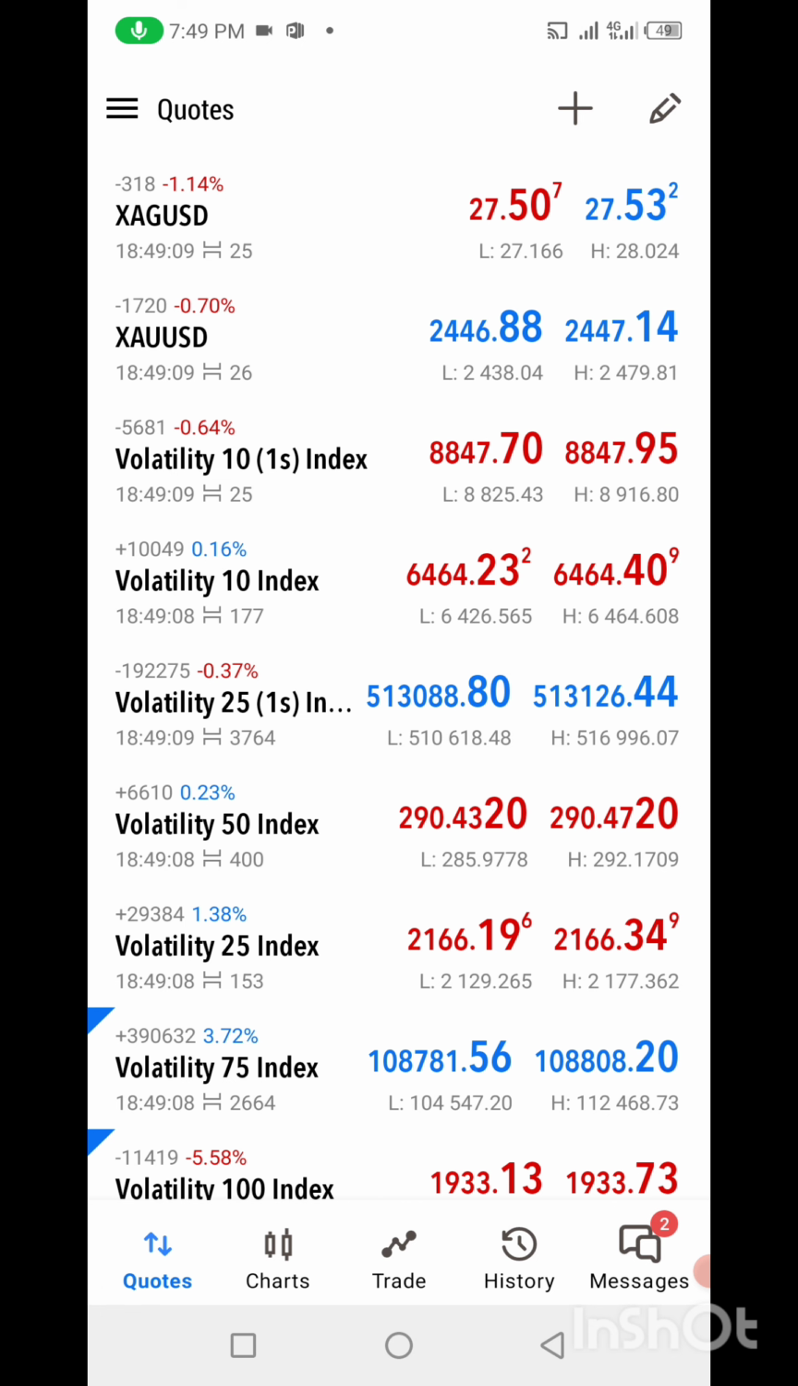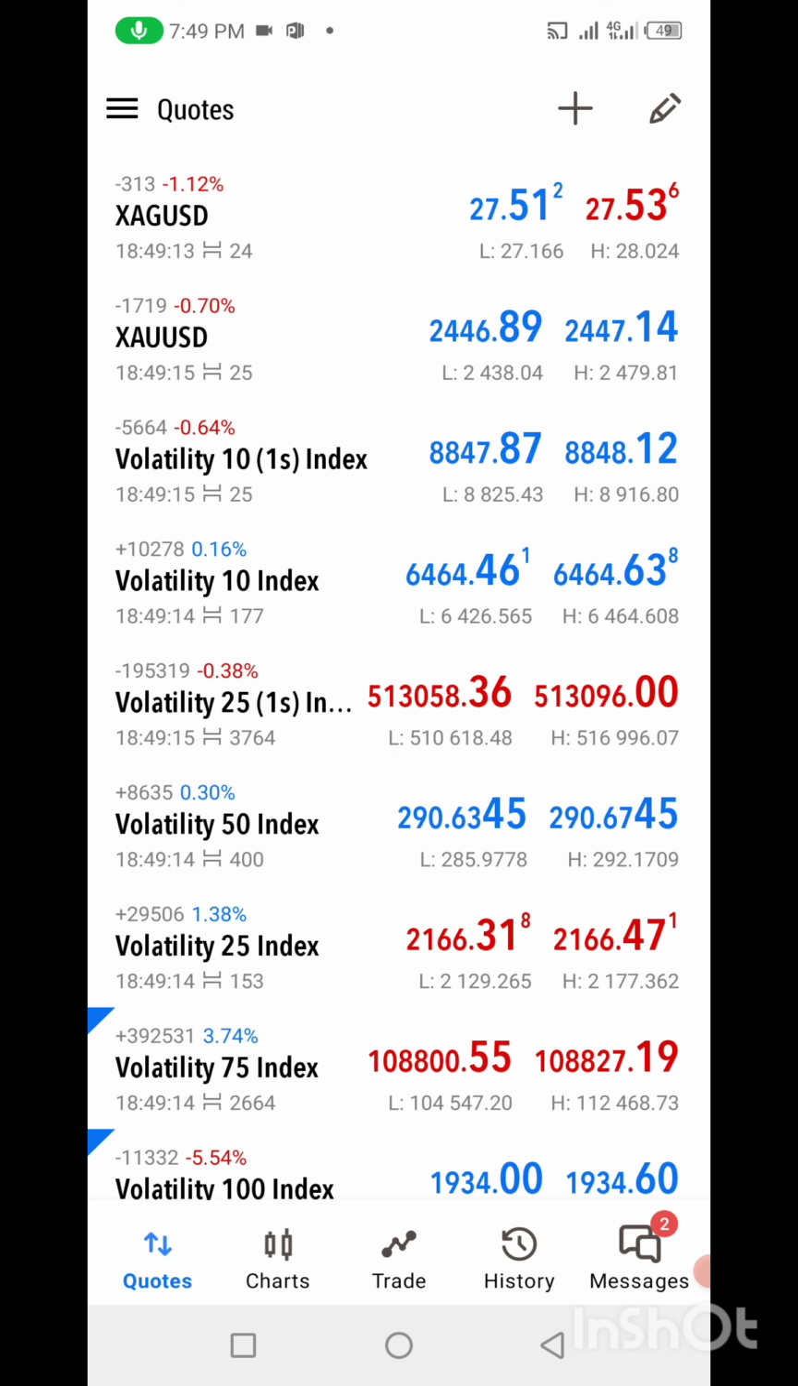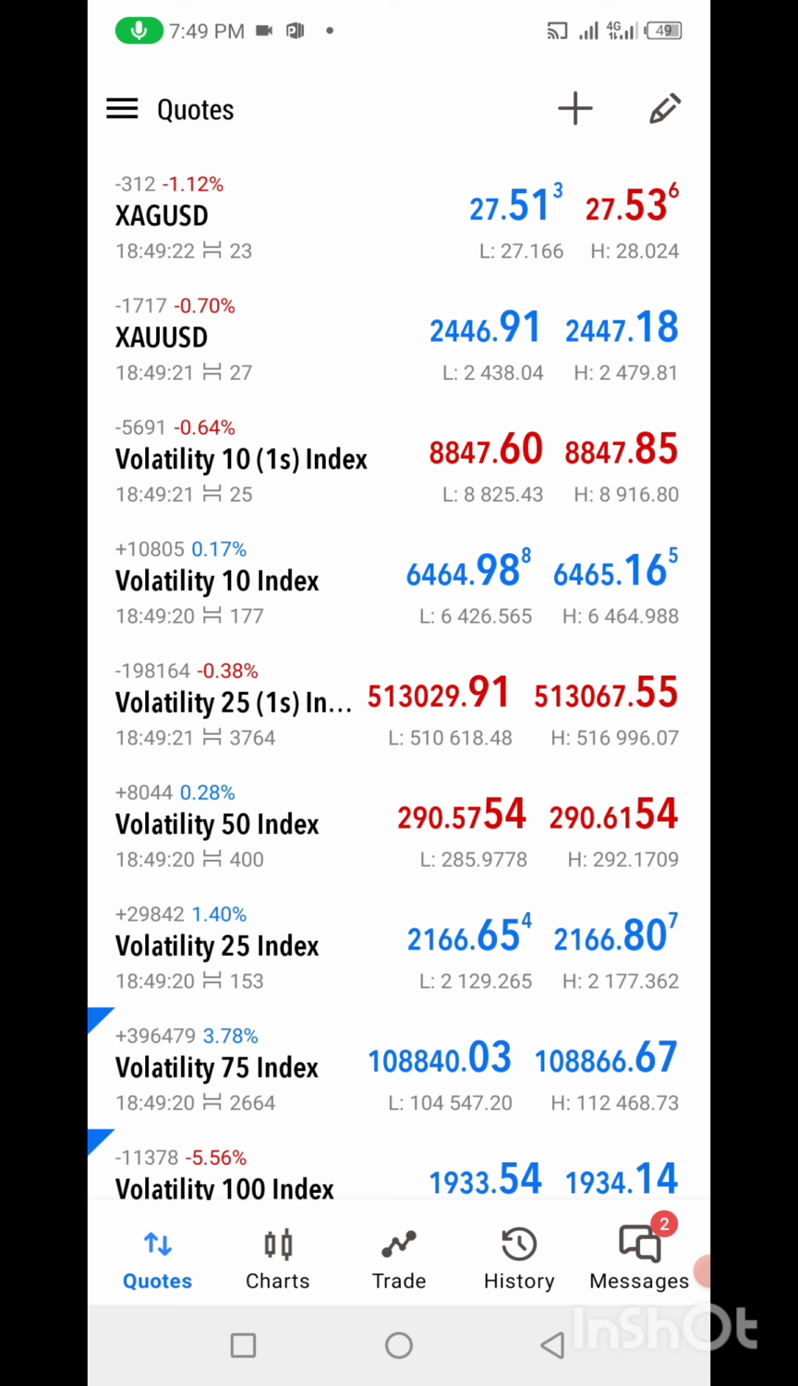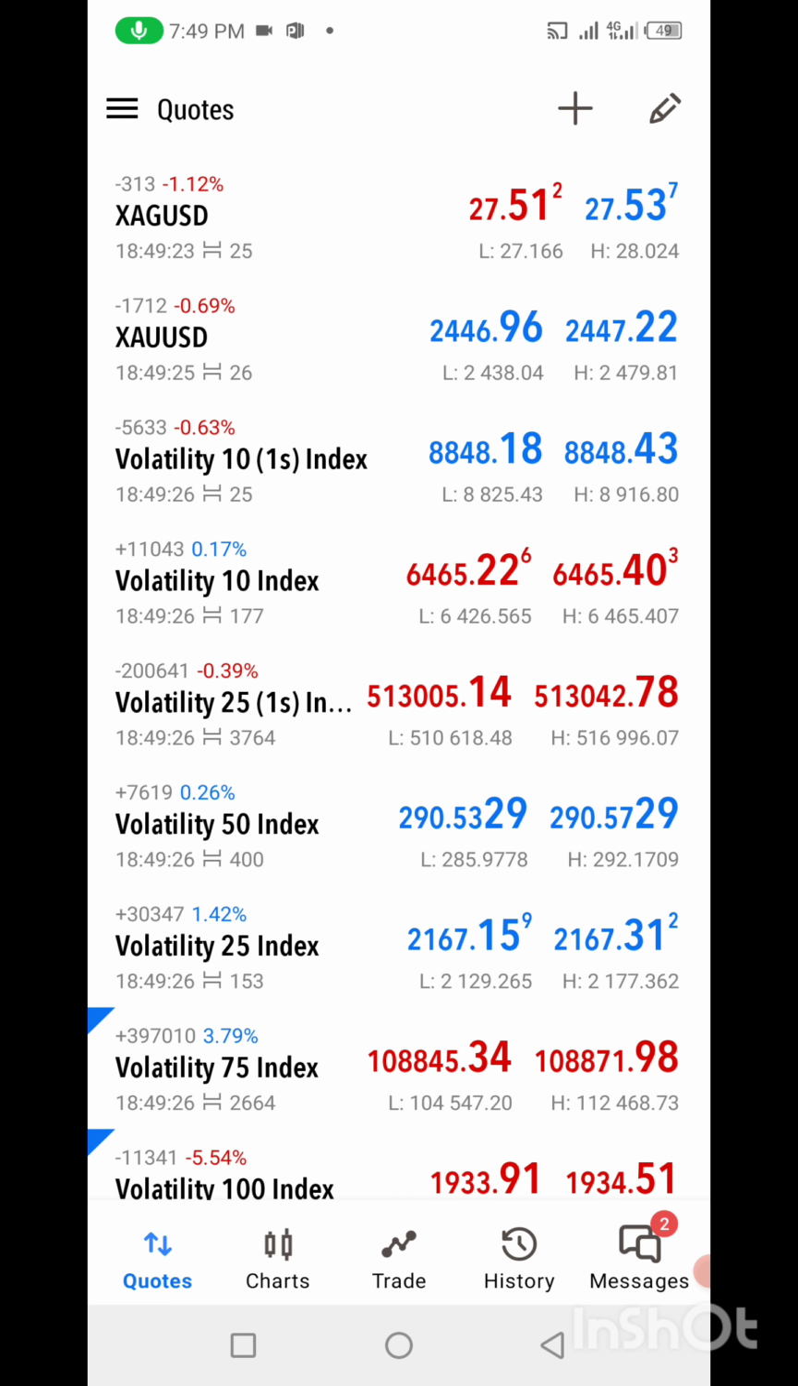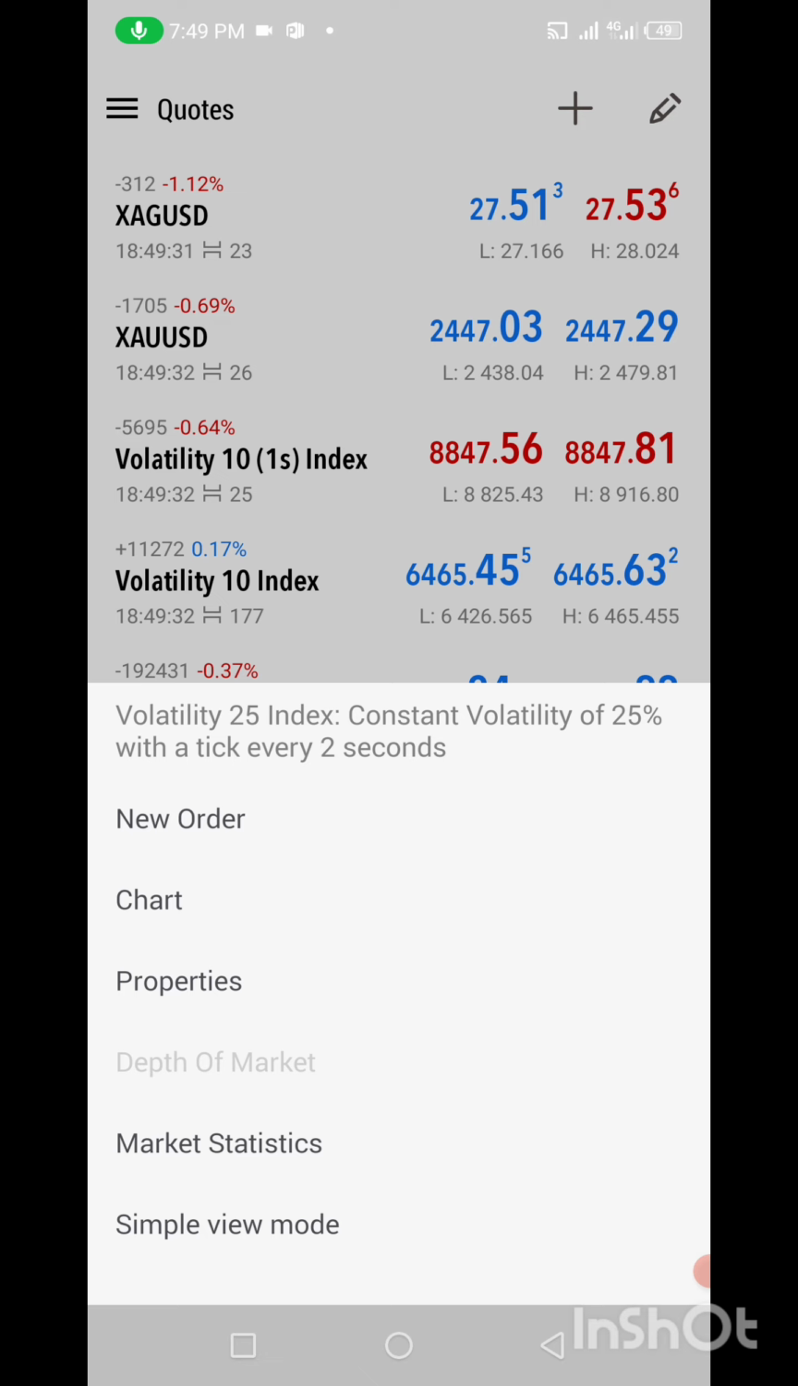But I can still show you a trick for how you can visualize the yearly time frame. It's possible because a year is made up of 12 months, so you can basically visualize a year and predict the next year or next 2 years. So let's start with this asset, volatility 25 index.